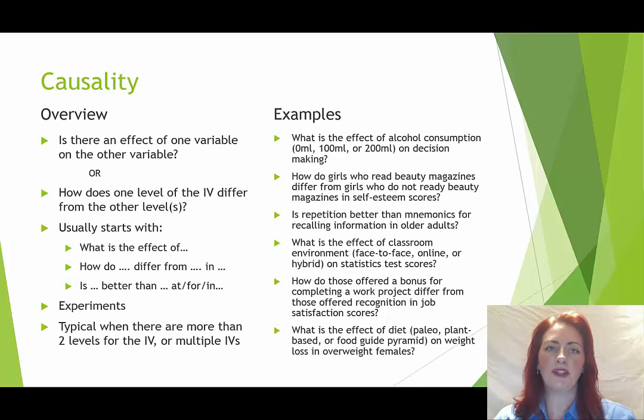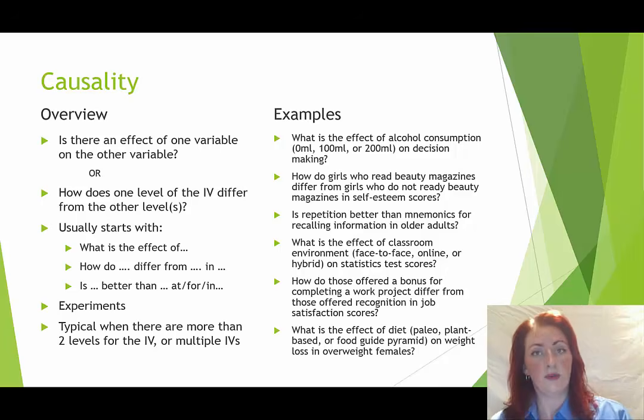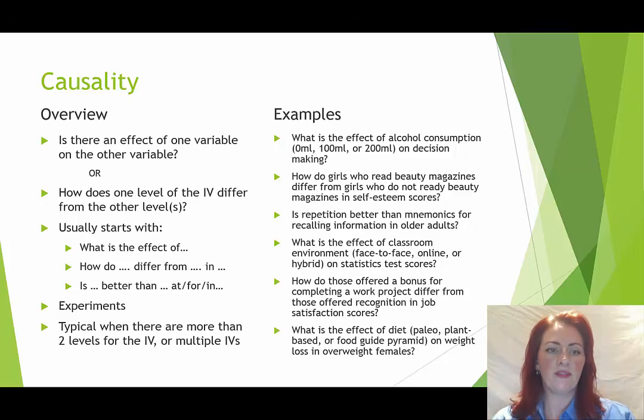The last type of research question we'll focus on in this tutorial are causality research questions. And these are looking at an effect of one variable on the other variable. So we have a cause and effect that we're looking at. Or we may be looking at how does one level of the independent variable, one group, differ from the other groups or the other levels. So this might be an example where we would have more than two levels in comparison to the comparative research questions we were looking at previously.